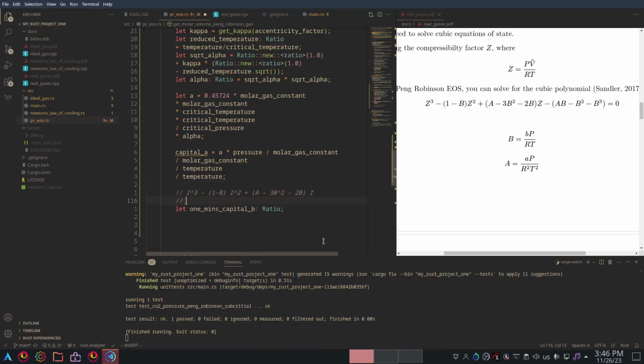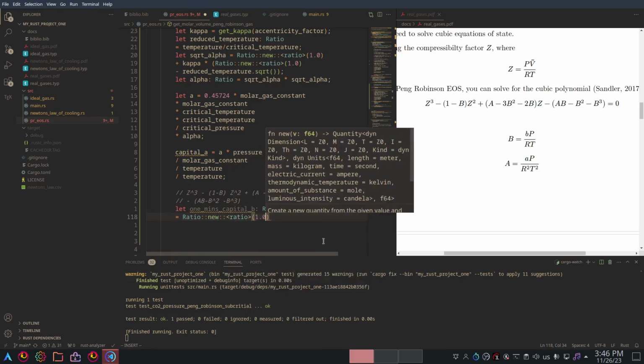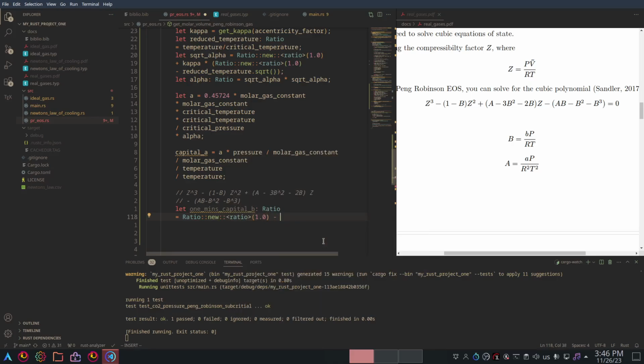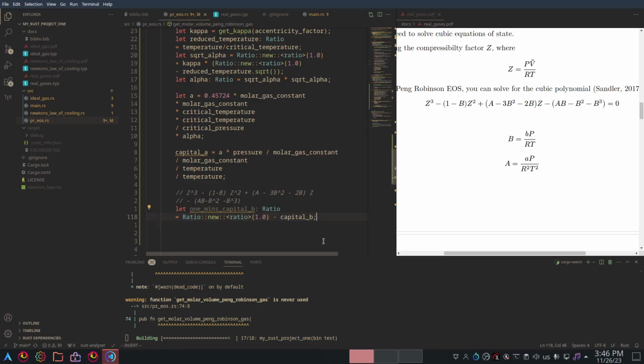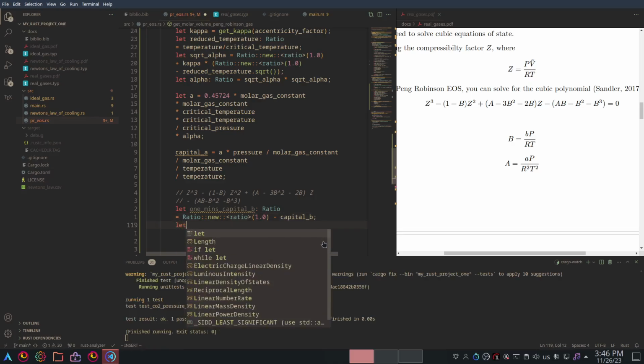Okay, and the last one is minus ab minus b squared minus b cubed. So 1 minus capital B is quite easy. So the new ratio is 1.0 minus capital B. That's easy.